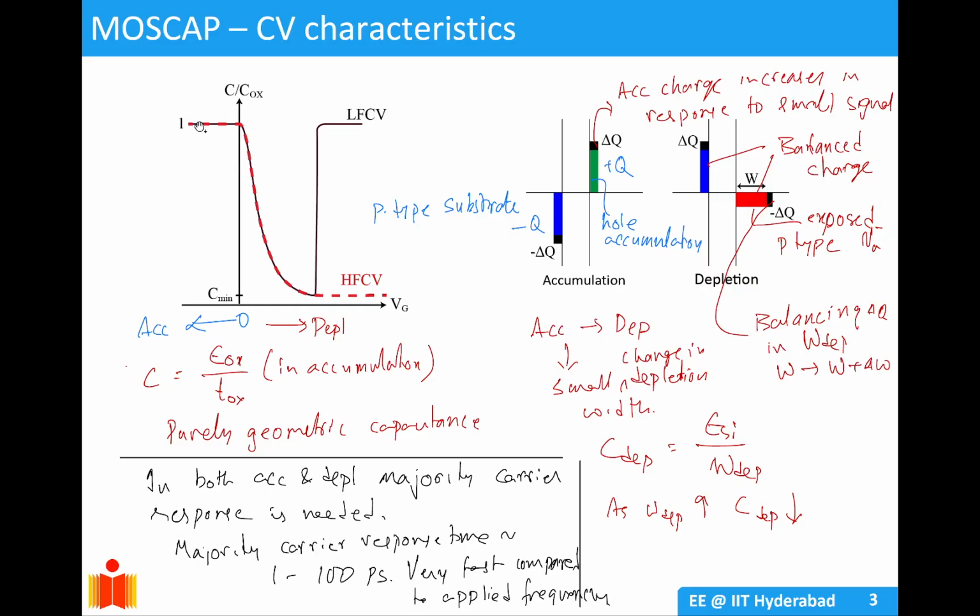So this is your accumulation region. In the accumulation region, there is no depletion region, there is no depletion charge, it's only a thin sheet of charges, so only your oxide capacitance acts there. So if you take C by Cox, it will be 1 in the accumulation region, because your capacitance is equal to Cox.